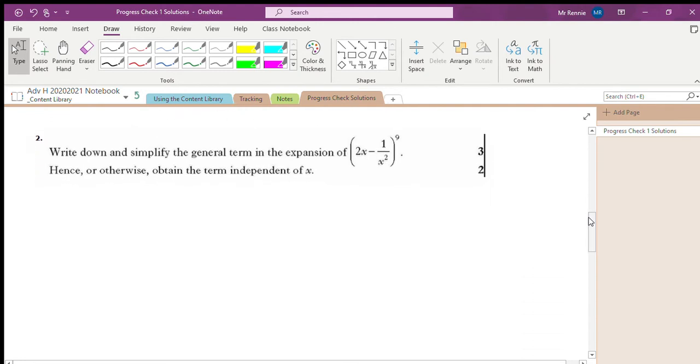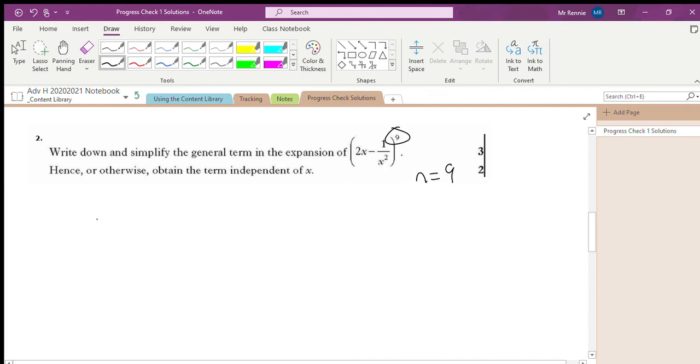So write down and simplify the general term in the expansion of the bracket 2x minus 1 over x squared to the power 9. Hence or otherwise obtain the term independent of x. So there's 2 steps to this. We'll find the general term first and then work out what the term that wouldn't have an x looks like. So first thing to note is that n is 9.